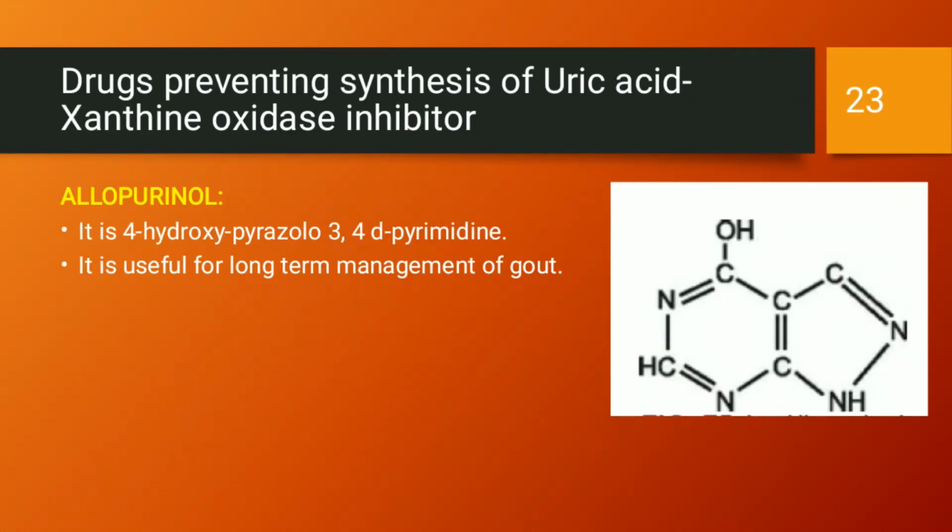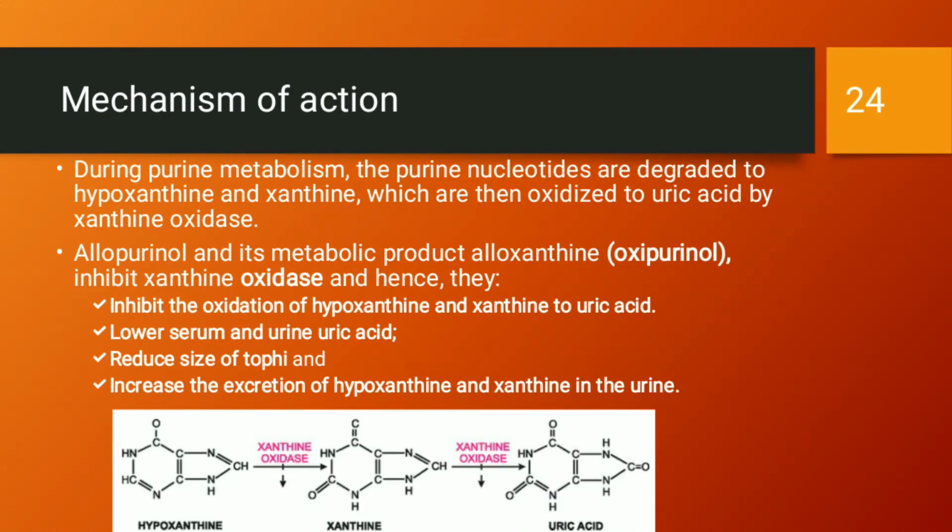Drugs that prevent synthesis of uric acid are xanthine oxidase inhibitors, and the name of the drug is allopurinol. It has a 4-hydroxypyrazolo 3,4-d pyrimidine structure. You can see the structure over here, and it is useful for long term management of gout. Mechanism of action: during purine metabolism, the purine nucleotides are degraded to hypoxanthine and xanthine, which are then oxidized to uric acid by xanthine oxidase. Allopurinol and its metabolic product, alloxanthine, that is oxypurinol, inhibit xanthine oxidase, and hence they inhibit oxidation of hypoxanthine and xanthine to uric acid. You can see the reaction below.